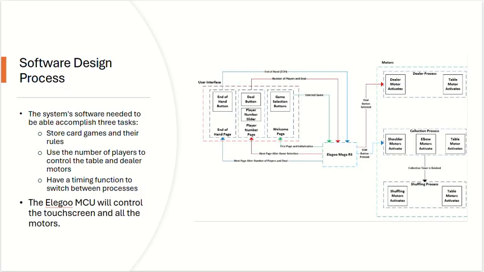So for the software design process, this is what the software flowchart is. The system software needed to accomplish 3 tasks. It needed to store card games and the rules. It needed to use the number of players to control the table and dealer motors, and it also needed to have a timing function to switch between processes. The Elegoo MCU will control the touchscreen and all the motors as well.